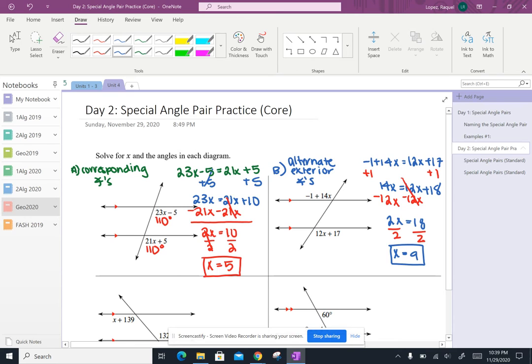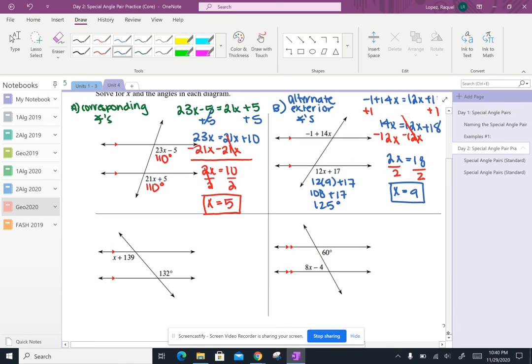And now I want to find the angle measures of those angles. So I can plug 9 in for x. So it becomes 12 times 9 plus 17. 12 times 9 is 108. And 108 plus 17 is 125 degrees. So if that angle is 125 degrees, so is the other one that's labeled because they are congruent.